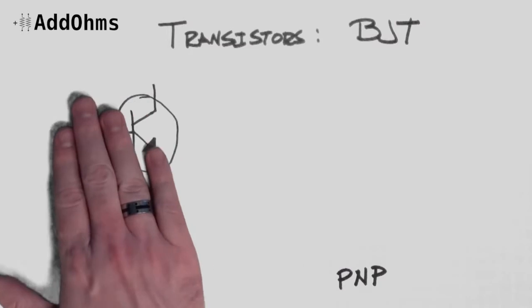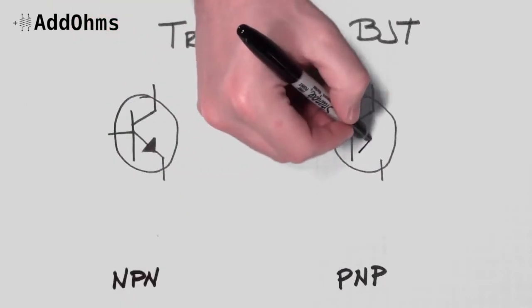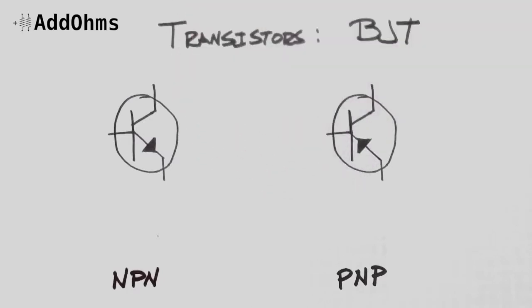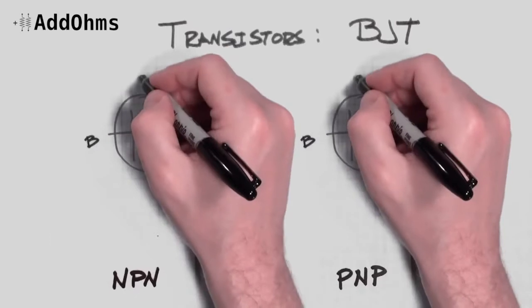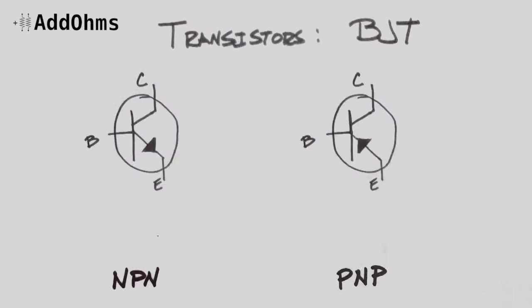Alright, let's just make a couple quick copies here. The basic structure of the PNP symbol is the same, except that the diode is facing the opposite direction. Although it would be nice to see the base, collector, and emitter labeled on a schematic, they rarely are. I've drawn the letters here just so you can see what each leg of the schematic symbol represents.